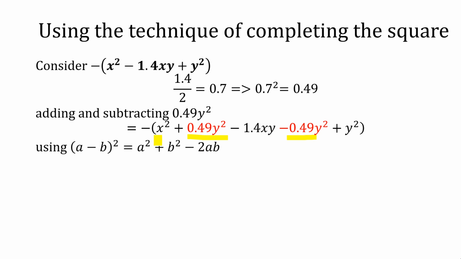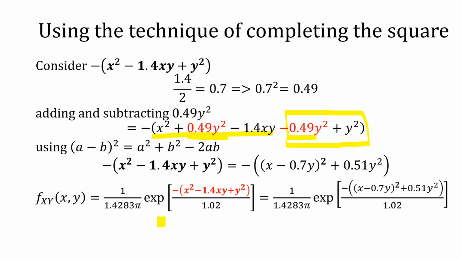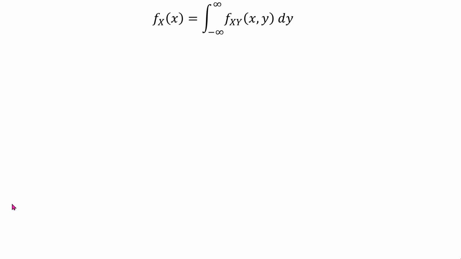Using the a minus b whole square formula, the first three terms are in this format, so these terms can be written as x minus 0.7 y whole square. Because of these two, it can be written as 0.51 y square. So the given bivariate PDF can also be written in this format. You need to follow these procedures while calculating f x of x and while calculating f y of y. What are the adjustments we have done? You should take care of them. f x of x is calculated here.